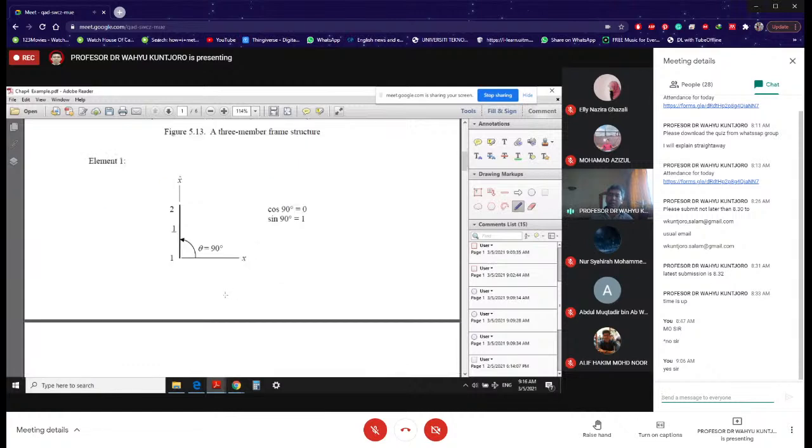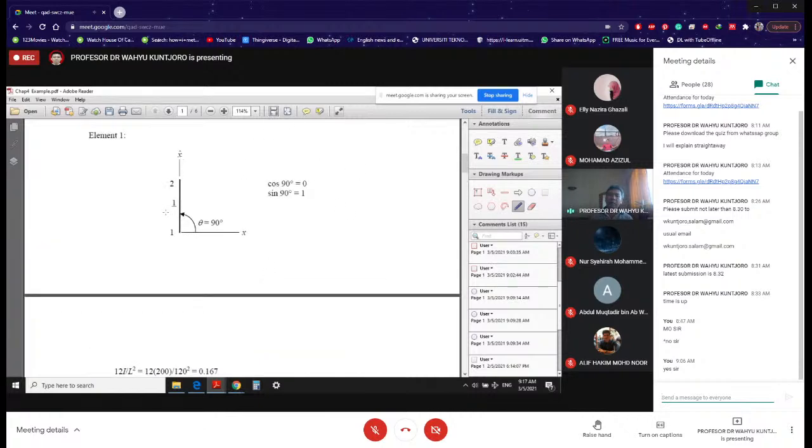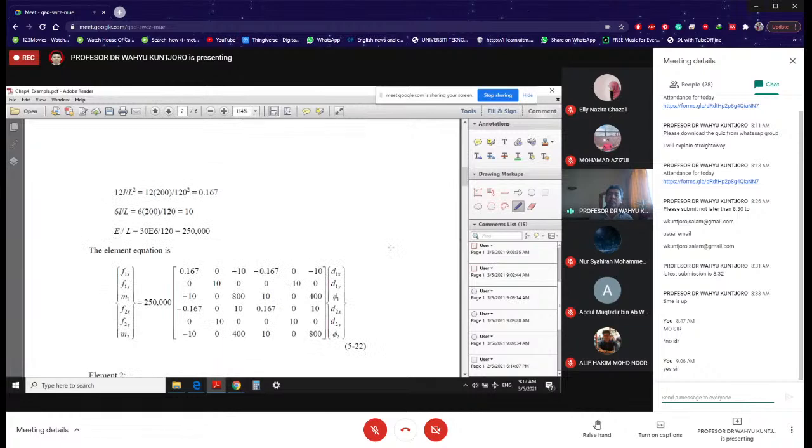So based on that, then you can calculate all the ingredients like I over L, E over L, 12I over L squared, etc. You know your cosinus square, you know your sinus square based on this angle, then that will be the equation of element number 1. It is 6 by 6.